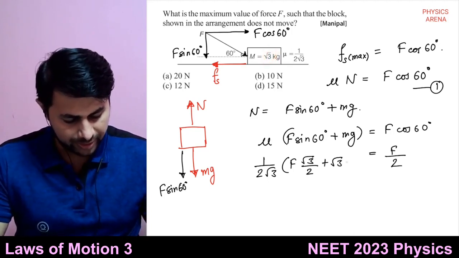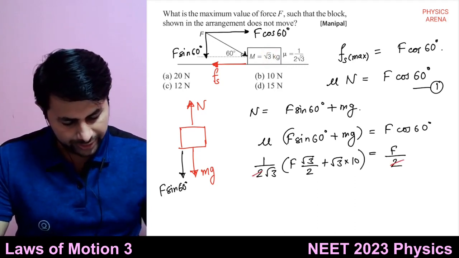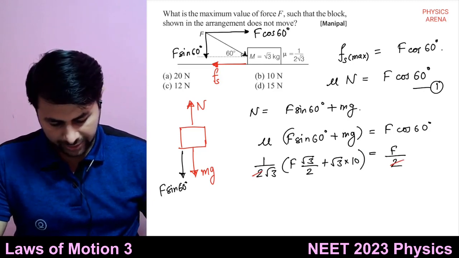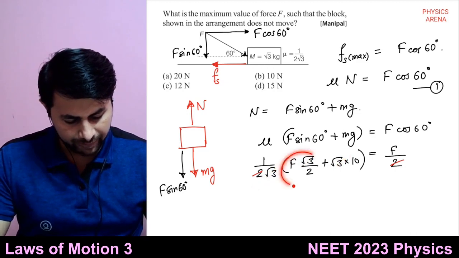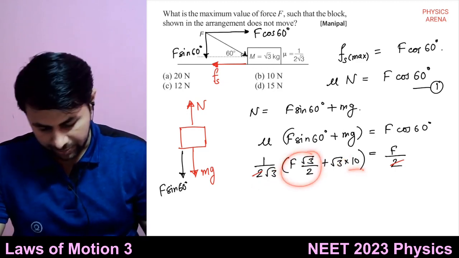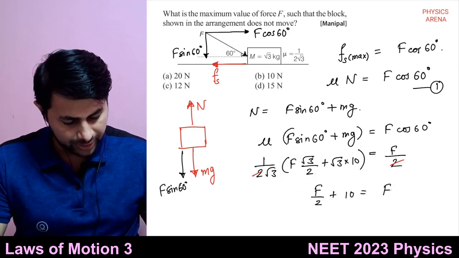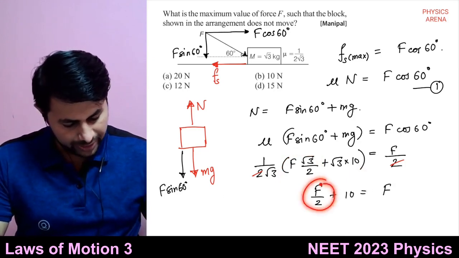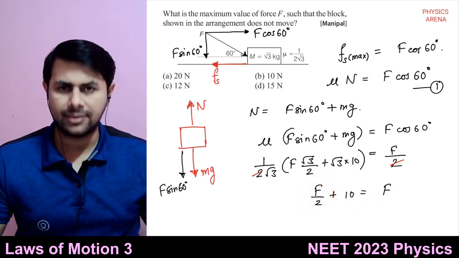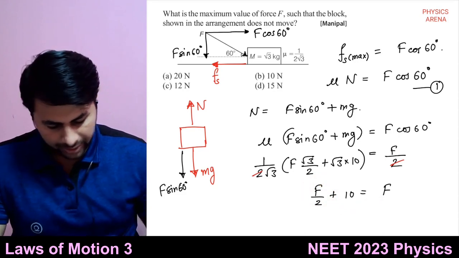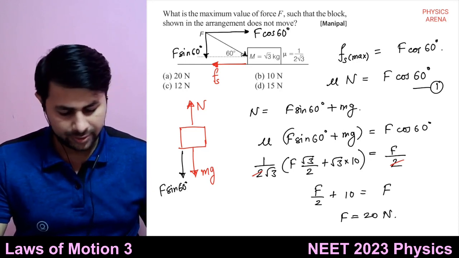So root 3 multiplied by g, which is 10. Okay, so this 2 and this 2 get cancelled. Then we can divide by root 3, so this root 3 and this root 3 will get cancelled. So we have F by 2 plus 10 on the left hand side. So F by 2 plus 10 is equal to F/2... I mean, equal to F by 2 on the right. If we move F by 2 to the right hand side, we get 10 is equal to F minus F by 2, that is F by 2. And therefore F is equal to 20 newtons. This is the answer.